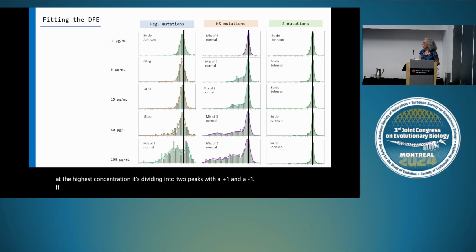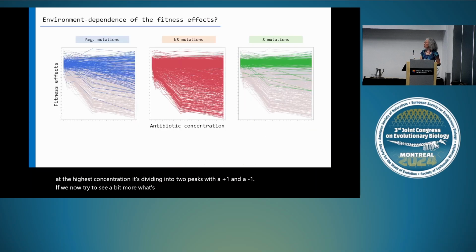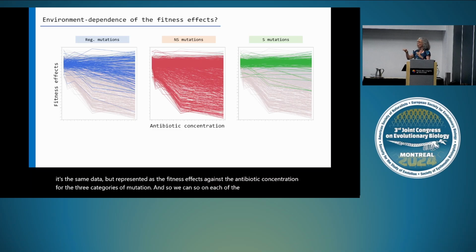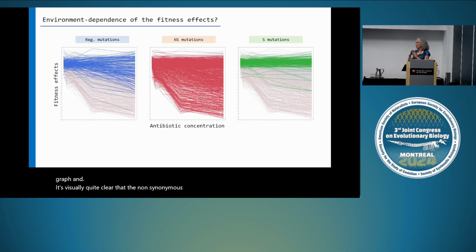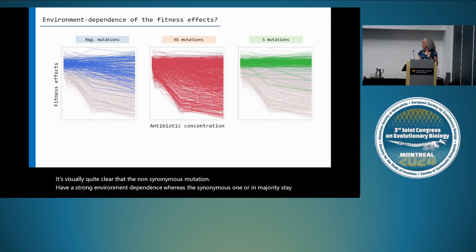If we now try to see a bit more what's happening with the environment dependence, here it's the same data, but represented as the fitness effects against the antibiotic concentration for the 3 categories of mutation. On each of the 3 graphs, you have all the mutations represented, but each category is highlighted in one of the graphs. And it's visually quite clear that the non-synonymous mutations have a strong environment dependence, whereas the synonymous ones in majority stay around neutrality when the concentration is increasing.